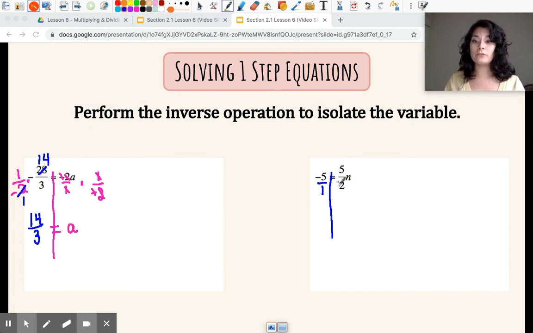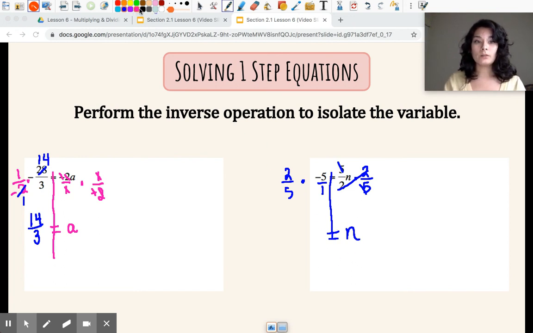So again, I could divide both sides by 5/2, but I'm going to have to do keep, change, flip, and change it to multiplication anyways. So I'm going to skip that step and just multiply by the reciprocal of the fraction that I see. And I'm going to do it to both sides. The 2's will cross cancel, the 5's will cross cancel, and I'm only left with n on the right-hand side.